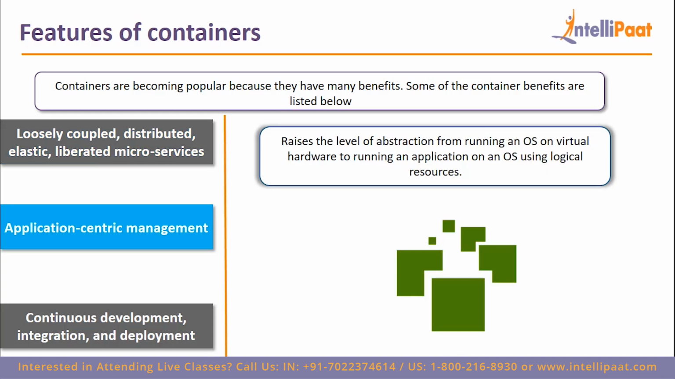Moving ahead, there is application centric management. What it basically means is you raise the level of abstraction from running an OS on a virtual environment to running an application on an OS using logical resources. As I was saying before, in a traditional environment, we have an OS running on the physical servers. So if you have many applications running, you can get into one of those and maybe get access to the information of all the other applications. Now when you move from there to a virtual OS, you end up having two different virtual resources running, and it creates a level of abstraction. Abstraction is hiding the data basically. So you create this level of abstraction between the two VMs and you can hide your data more.